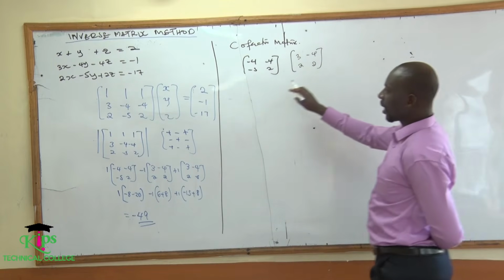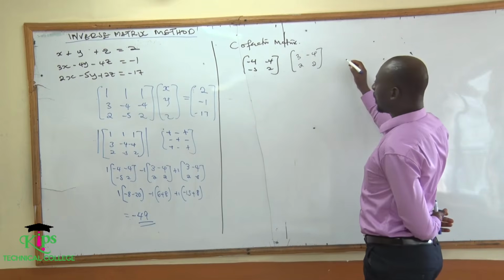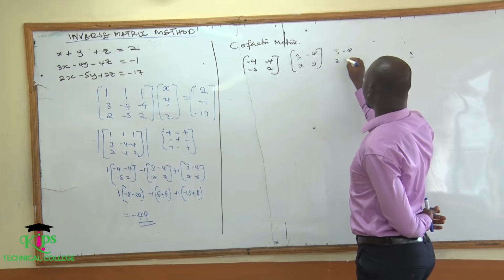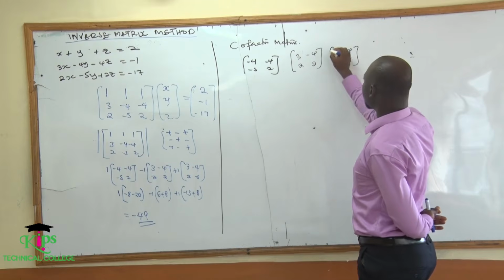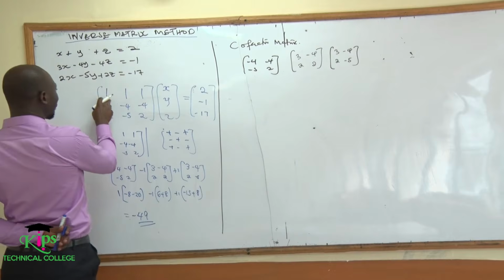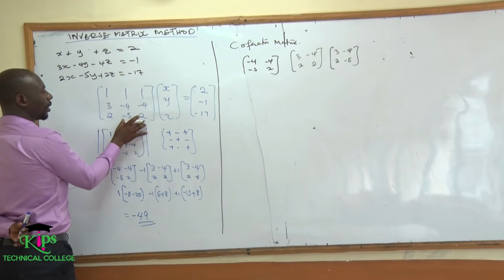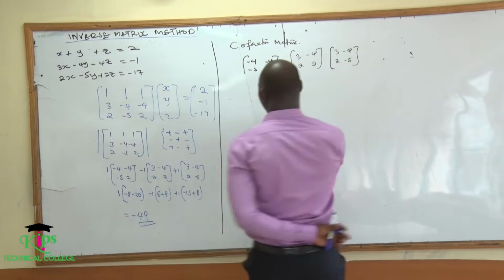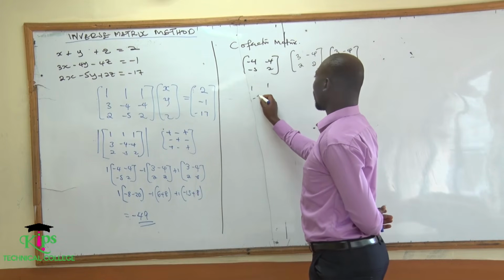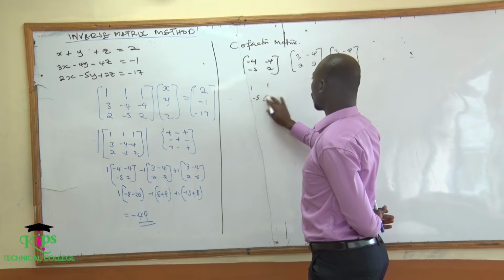Then the third term, that is 1, you close the row and the column where 1 is, you end up with 3, negative 4, 2, negative 5 in that format. Then you come to the middle row, that is at 3, you close this row and the middle column, you need 1, 1, negative 5, 2.